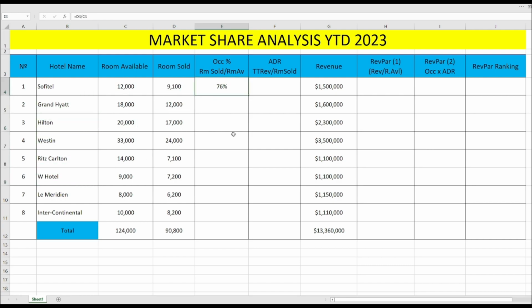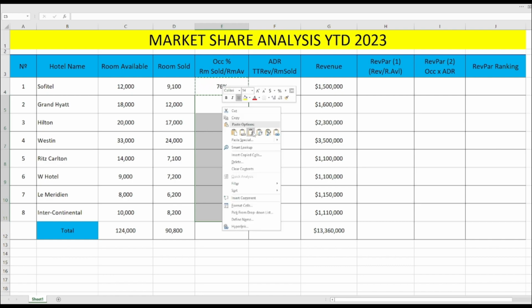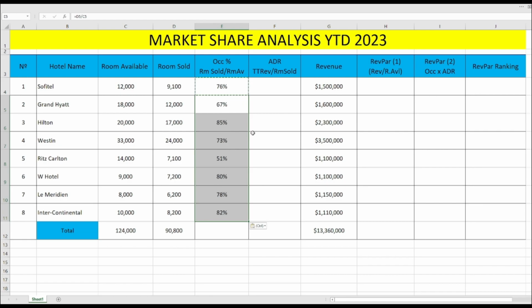Let's do a quick way. We need to copy and paste. So we do the same for each hotel: number of rooms sold divided by number of rooms available. So each hotel is on average 73%.